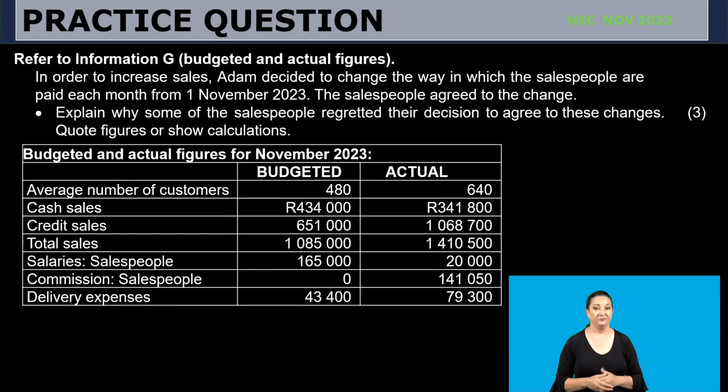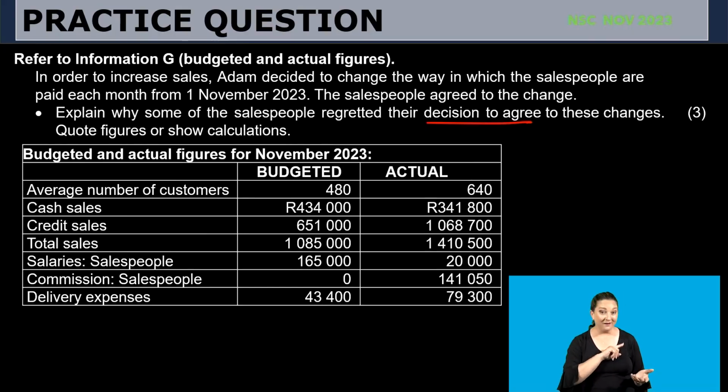Now, the question continues, and it says, explain why some of the salespeople regretted their decision to agree to these changes. Now, these kinds of questions require you to have a critical mind. You have to apply your mind when you see such questions. Why would some of the salespeople regret their decision? So you need to look at the figures and not just look at them, but critically look at them and get information from these figures that may be hidden.